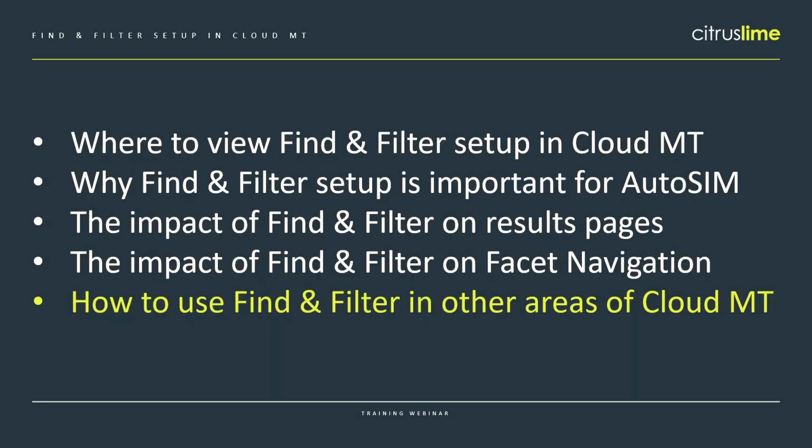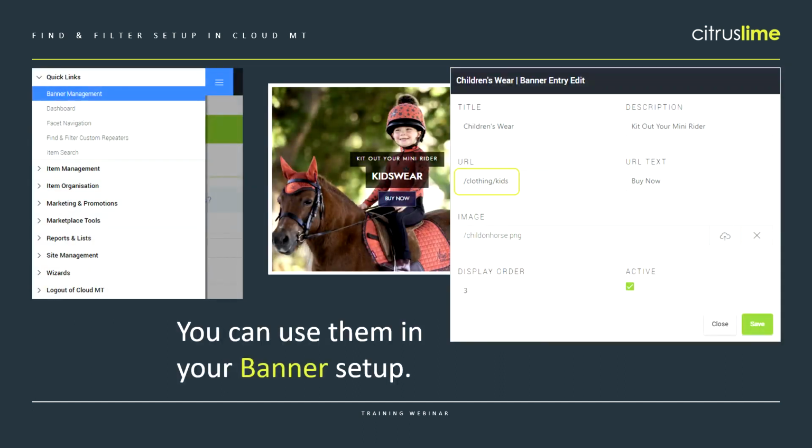We're now going to move on to the final section of today's webinar, how to use Find and Filter in other areas of CloudMT. Firstly, we can use the facets when setting up banners. Remember, banners are the tiled images that make up the majority of your homepage. You can control where your banners link to when a customer clicks on them. This is all set up from the banner management page in CloudMT, which is right at the very top of the menu.